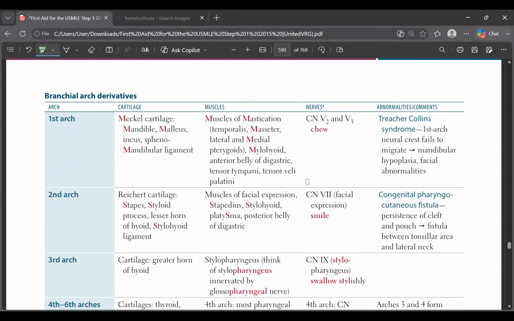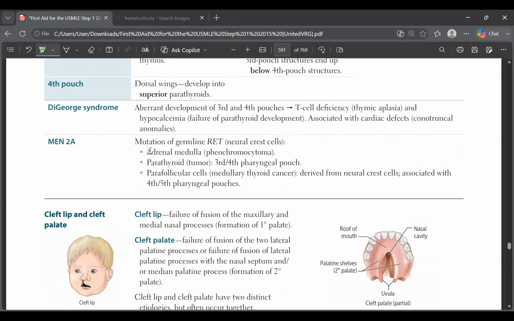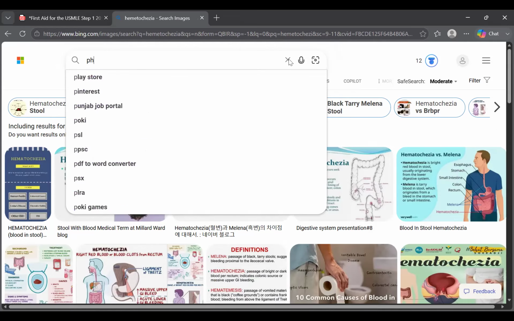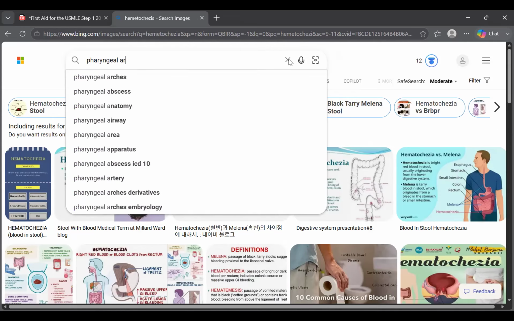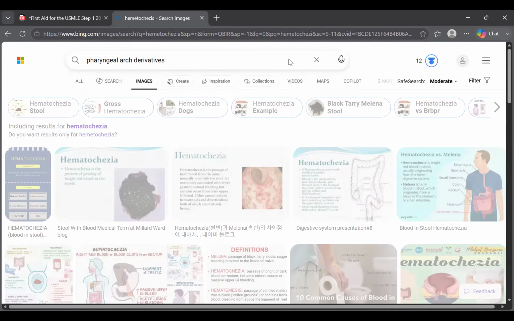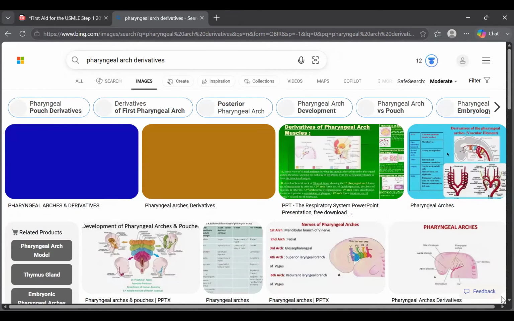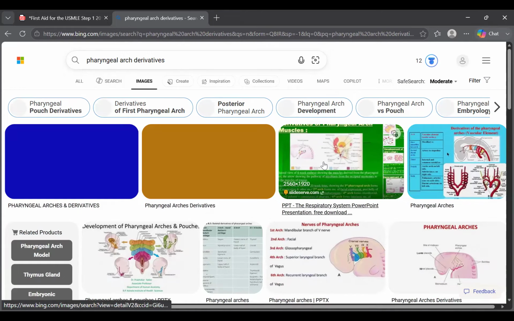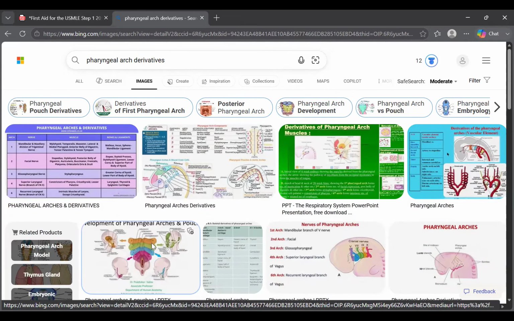Right. And branchial arch derivatives. The first arch forms Meckel cartilage, mandible, malleus, incus, sphenomandibular ligament. They don't have a diagram for it, right? Wait. So this seems like a good diagram. This one.